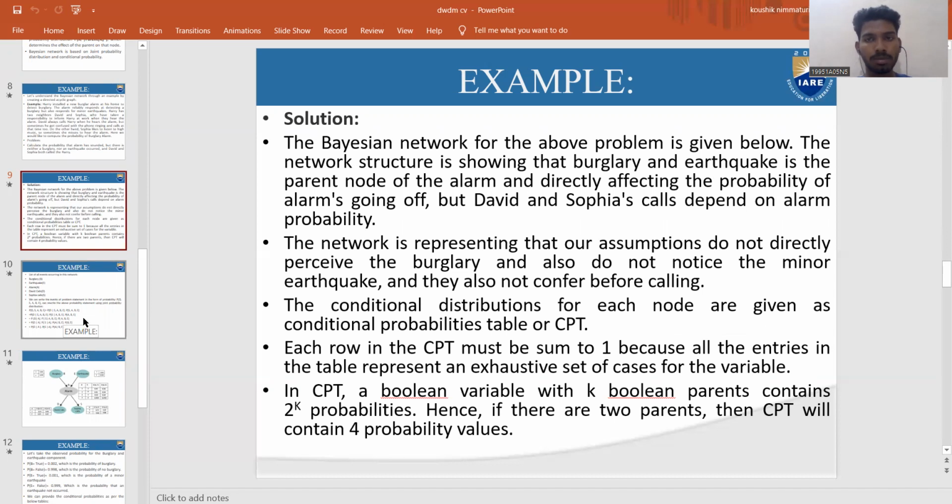The network structure shows that burglary and earthquake are parent nodes of the alarm and directly affect the probability of the alarm going off, but David and Sophia depend on the alarm probability. The network represents that our assumption is that they do not directly perceive the burglary and also do not notice the minor earthquake, and they confirm before calling. The conditional distribution for each node is given as a conditional probability table. Each row in the CPT must sum to 1 because all entries in the table represent an exhaustive set of cases for the variable.